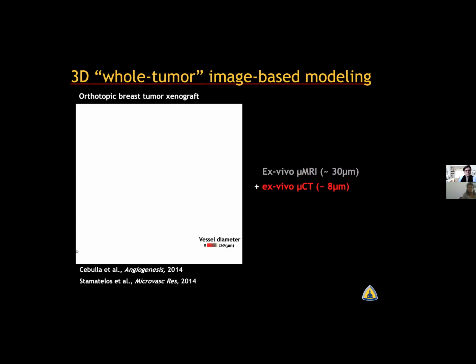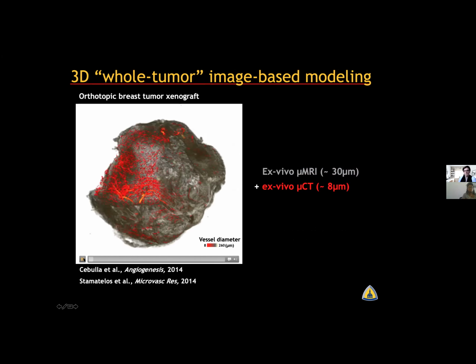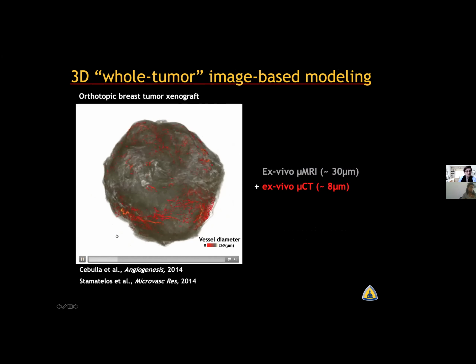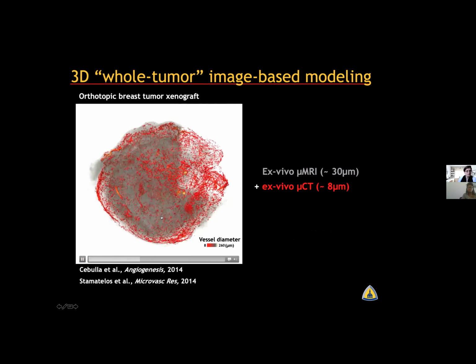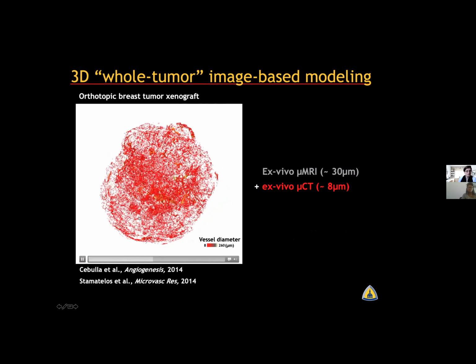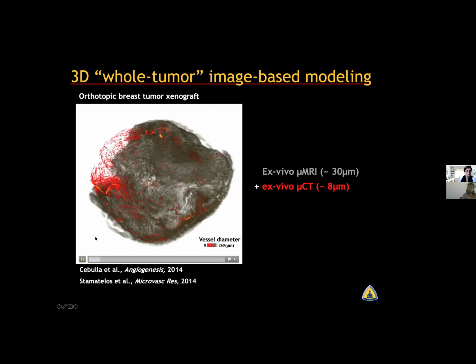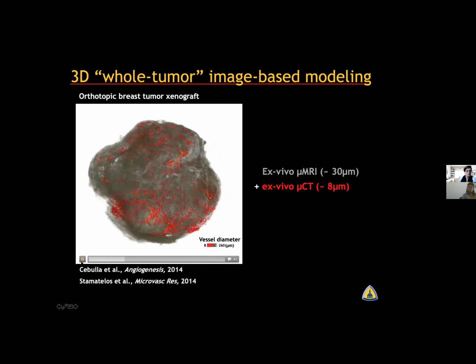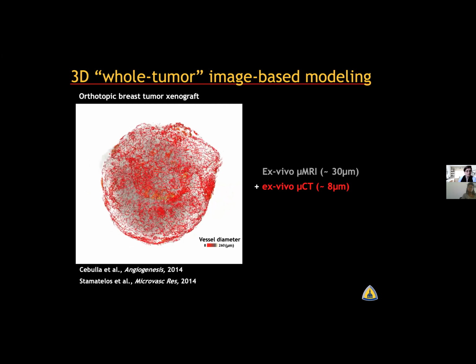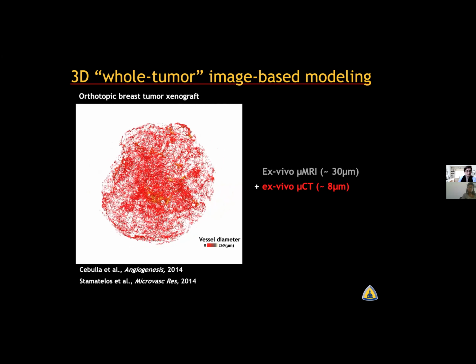So some time ago, we used a combination of high resolution MRI and high resolution micro CT to create images that look like this. This is a human tumor grown inside a mouse. The red are the blood vessels in the tumor. There are about 100,000 blood vessel segments in this tumor, color-coded by their average radius. And then the gray is the soft tissue contrast obtained from MRI. So we combine images from these different imaging modalities to create atlases of these tumors, if you will.